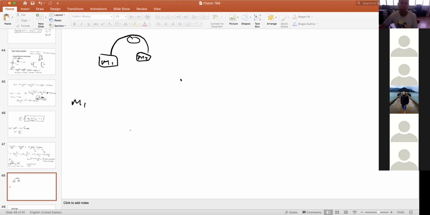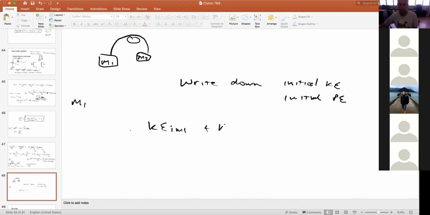All you have to do is write down the initial kinetic energy and the initial potential energy here, right? So what is the initial kinetic energy of M1 and M2 in this case, if they start from rest? 0, right? So it's kinetic energy initial of mass 1 plus kinetic energy initial of mass 2. If they start from rest, these are both 0. Does that make sense to you, Sam?